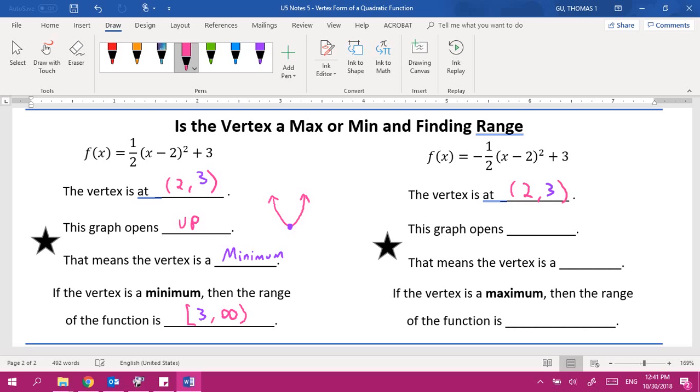All right, now does this graph open up or down? Down. How did you know that? Because of the negative sign in the very front, exactly. And if it opens down, your graph would look something like this, right? Exactly. Your vertex is going to be a maximum. Good.